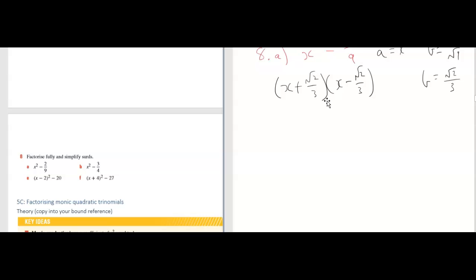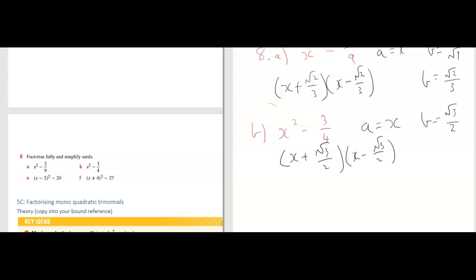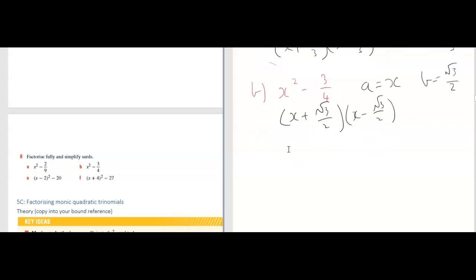All right, and then question B. x squared minus 3 on 4. So the same thing, identifying your A, which is the square root of x squared, which is just x, and B is the square root of 3 on 4. Now you could do that in one go. We can't simplify root 3, but the square root of 4 is 2. So when we're writing our factorized expression, we're going to have x plus root 3 on 2, x minus root 3 on 2. All right, and then the next two might look a little bit harder.